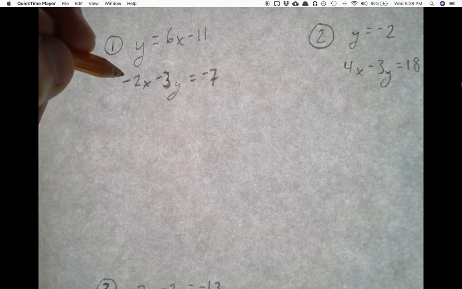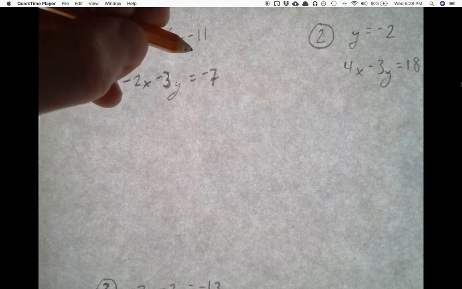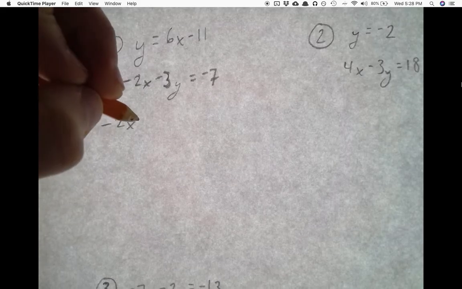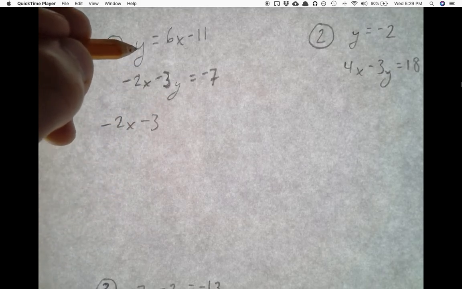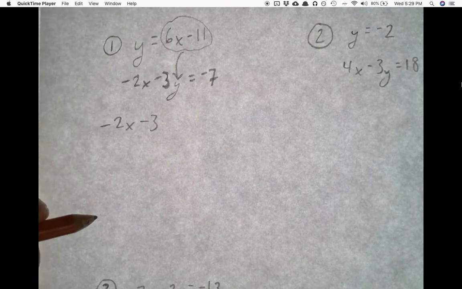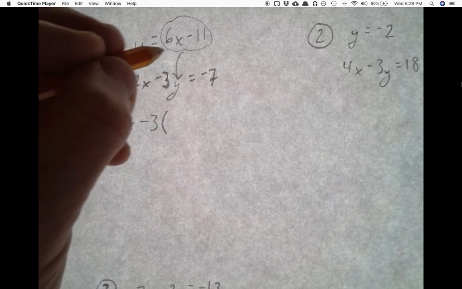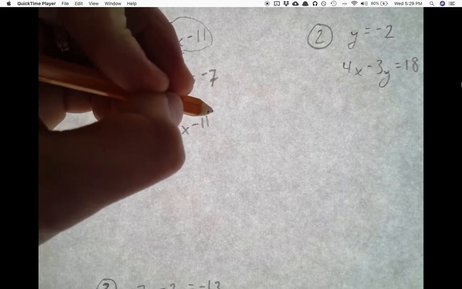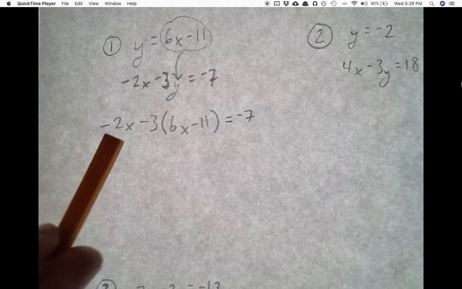In your next equation, you're going to take whatever y is and substitute it in over there. So I'm going to rewrite the second equation, negative 2x minus 3, but instead of y, I'm going to substitute in what y actually is. Y is 6x minus 11, so instead of y, I'm going to substitute all that in there. So the way I'm going to write it here is negative 3 parentheses, and in place of y, I put what I'm substituting in, 6x minus 11, and then just finish writing the rest of this, right? Equals negative 7.